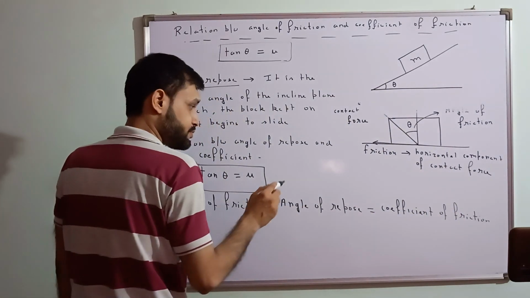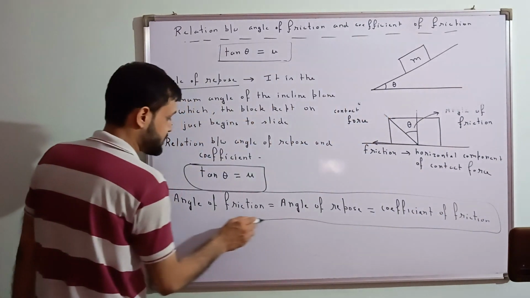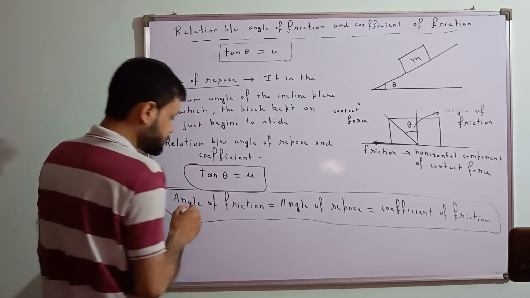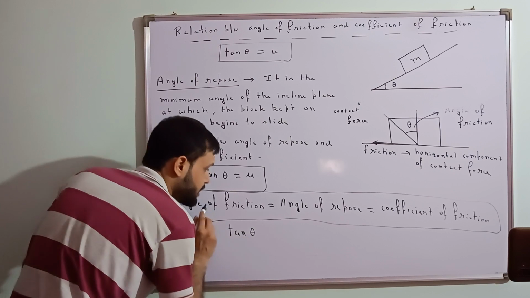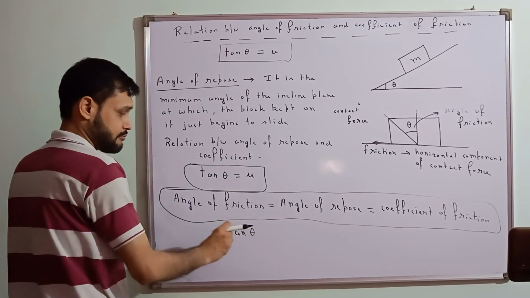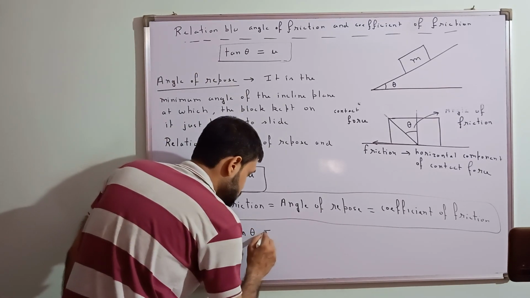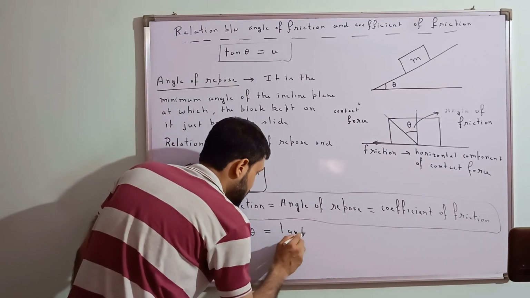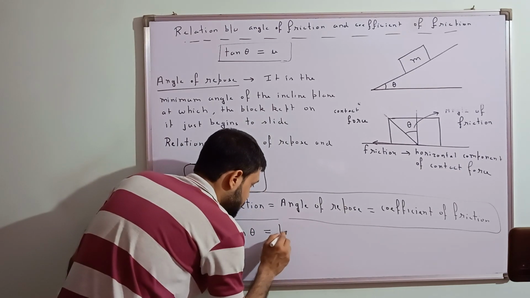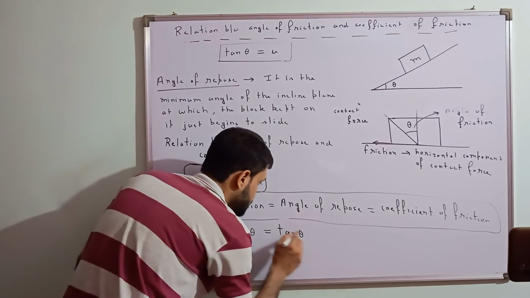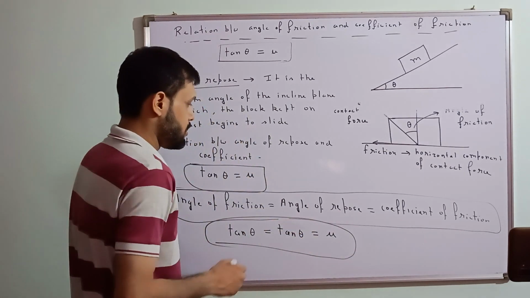Is it okay? So this is the basic idea. With these basic assumptions, we'll start with the numerical question now. So angle of friction, what can you write? You can write tan theta. That means we can write tan theta is equal to the angle of repose. This is the relation between all these. Tan theta is equal to mu. You can write it like this. This is the actual relation.